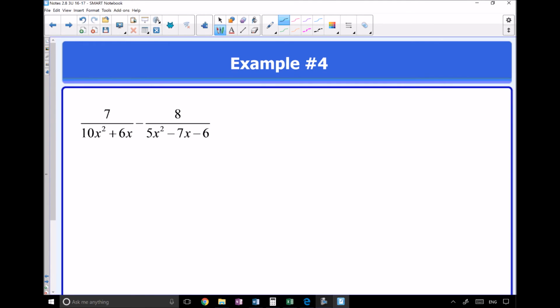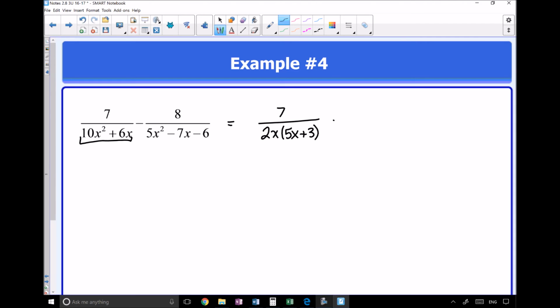Last question that we're going to do is this example right here, so go ahead and write it down. And then we're going to rewrite our fractions with our factored denominators. So I'm going to keep the 7 in my numerator, and then I look at my denominator, and the first question I ask myself is, is there a GCF? And there is. I can divide 10 and 6 both by 2, and they're also both divisible by x. So when I factor out a 2x from a 10x squared, I get 5x. And when I factor it out from 6x, I get plus 3.